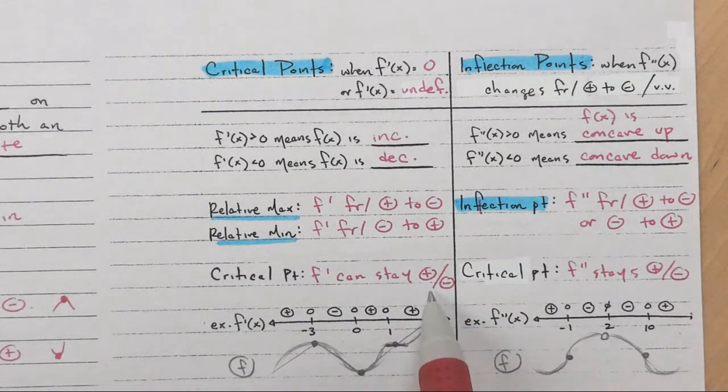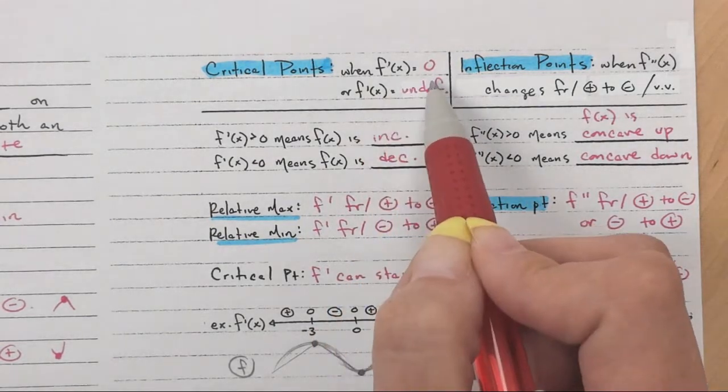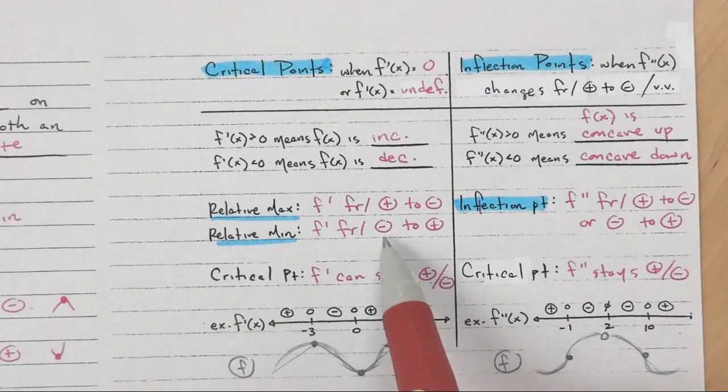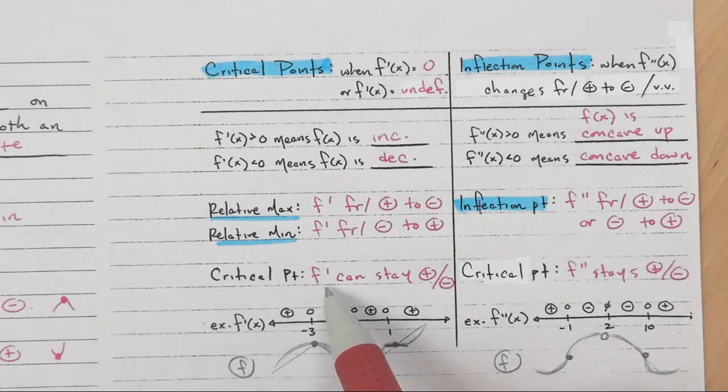If you have something that doesn't change, so even if you have f prime equals 0 or undefined, and then it just stays positive, it goes from positive to positive or negative to negative, it's still called a critical point. Okay? So here's a little example.